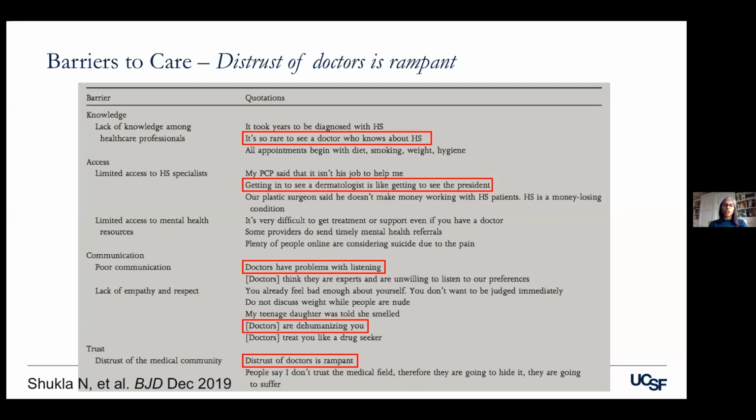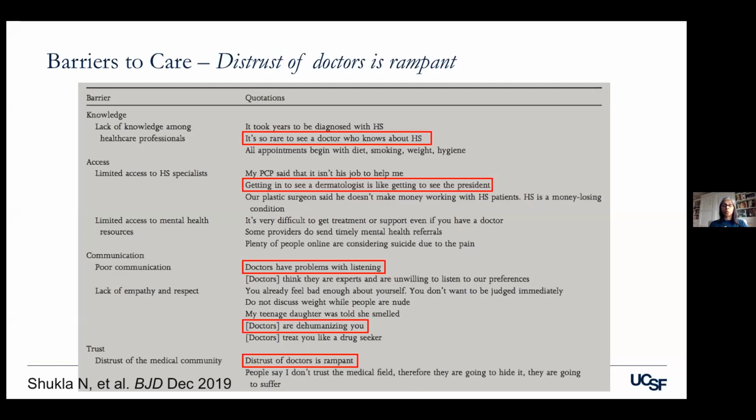And then the third theme that we identified was a communication disconnect. They said doctors have problems with listening. They felt that doctors were dehumanizing them. And I think all of this can be nicely summarized in one statement, which is that distrust of doctors is rampant in the HS community.